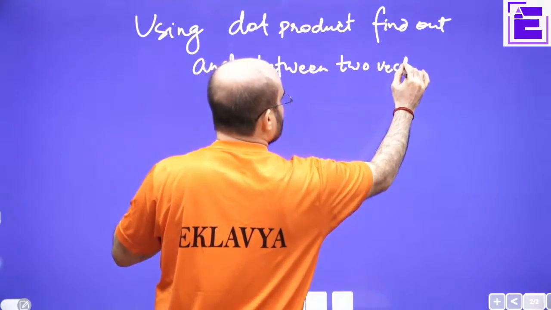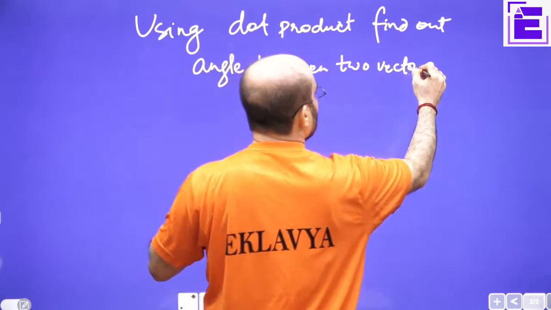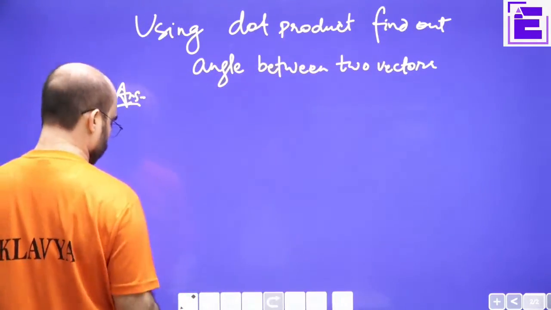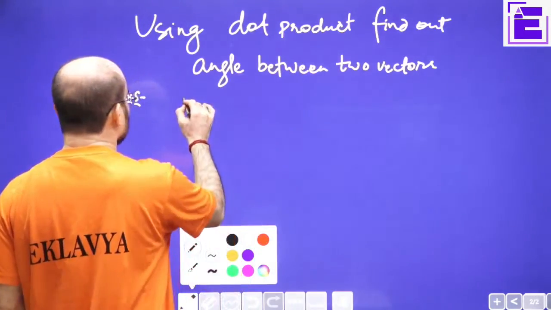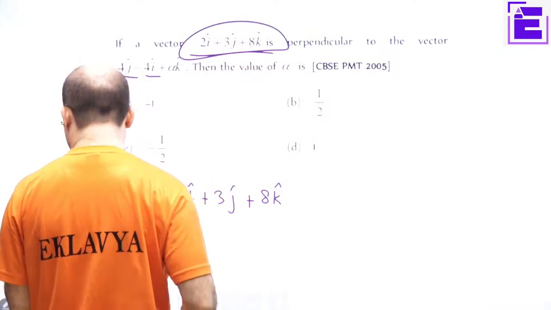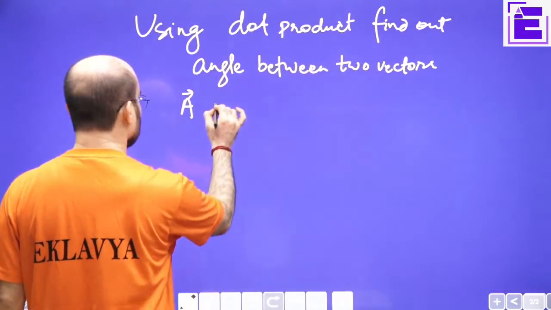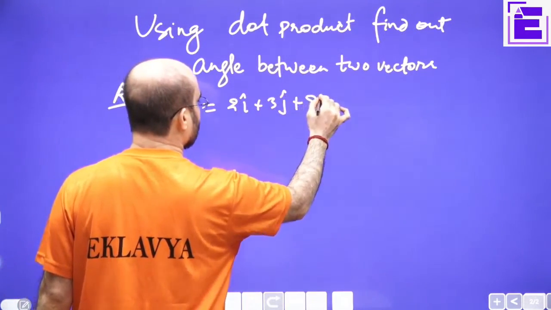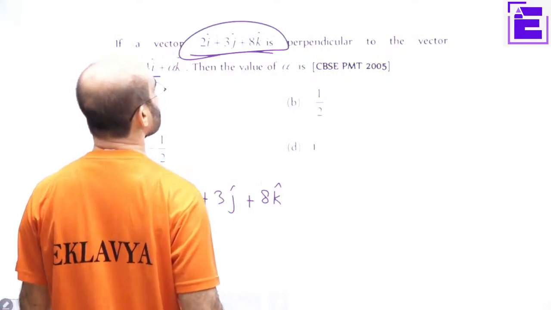Two vectors. Okay, so just have a look how we are going to do. Vector A is 2i cap plus 3j cap plus 8k cap. This was there, right? Okay.